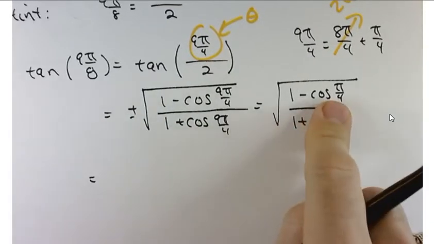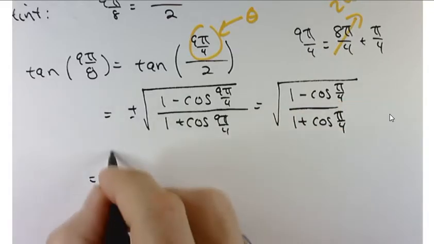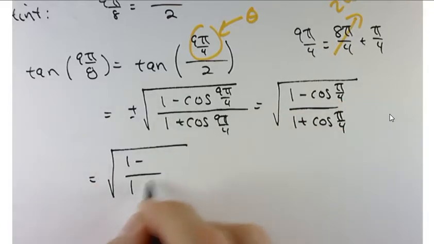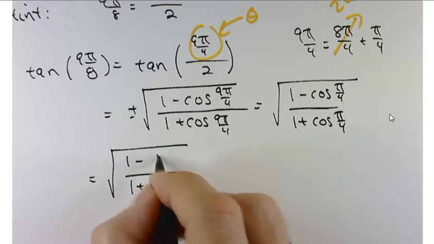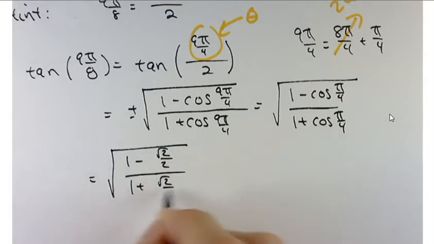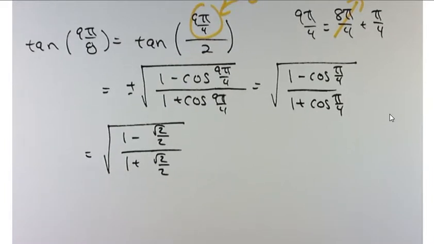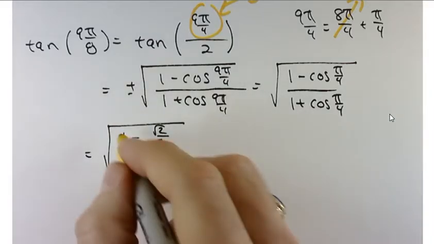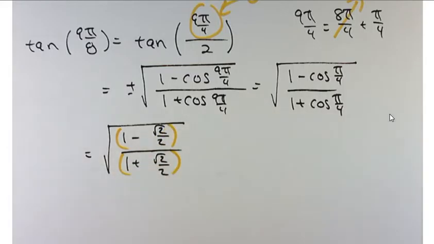What's the cosine of pi over 4? Good. Square root of 2 over 2. Now there's two parts to this. I want you to at least get the first part. Second part, if you get that, that's awesome, but I'm not so worried about it. We want to rationalize or clean up this complex fraction. What should I multiply by to clean up the complex fraction?